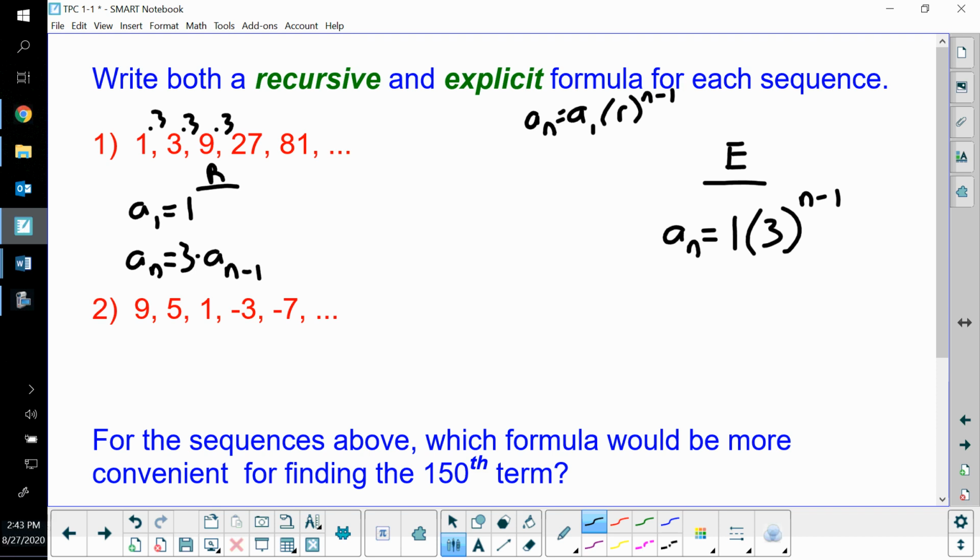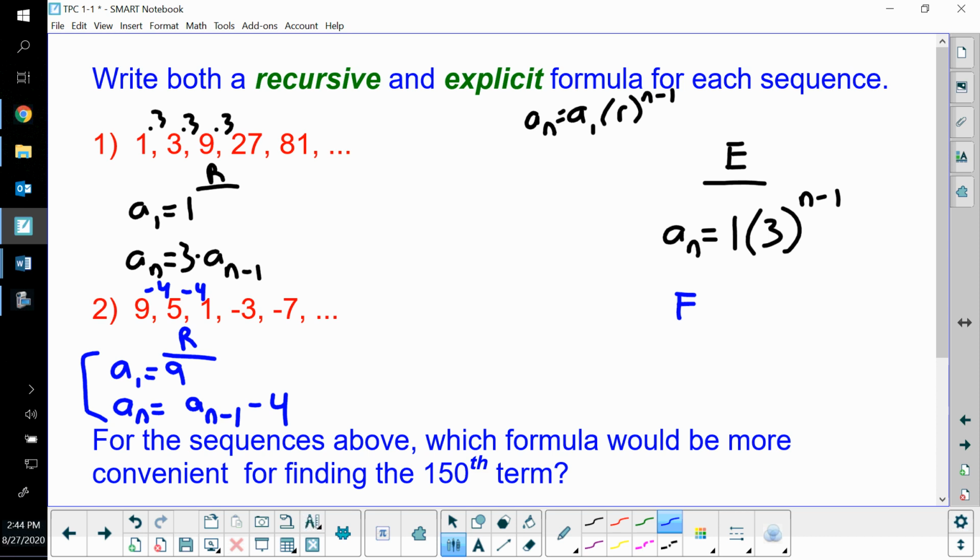All right, second one, number 2, we want to do a recursive formula first. Always tell what A1 is. And then you'll always have an equals an minus 1. And then see what is the pattern that is happening when you go from one term to the next. Hopefully you recognize you're subtracting 4 each time, so we can just do minus 4 on the end. Now both of those things together make up the recursive formula. If you're missing one of them, that's not a complete recursive formula.